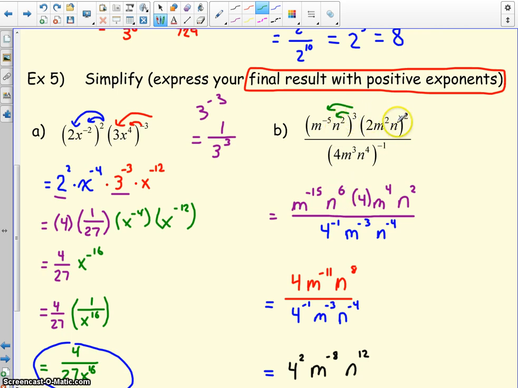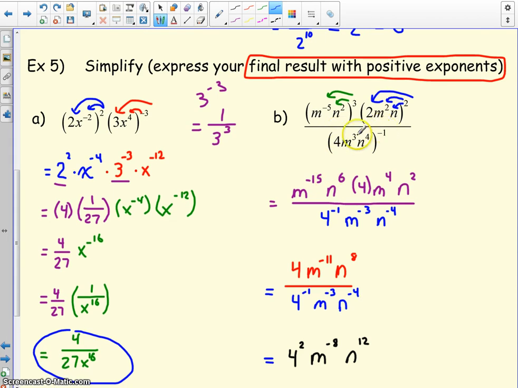Okay, now for the second bracket over here, I had 3 things to distribute this power of 2 to. So 2 squared gives me 4. M to the exponent of 2 times 2 gives me m to the 4. And n squared is just n squared. And finally, in the denominator, I have 4 to the exponent negative 1, m to the exponent of 3 times negative 1, which is negative 3, and n to the exponent of 4 times negative 1, which is negative 4.